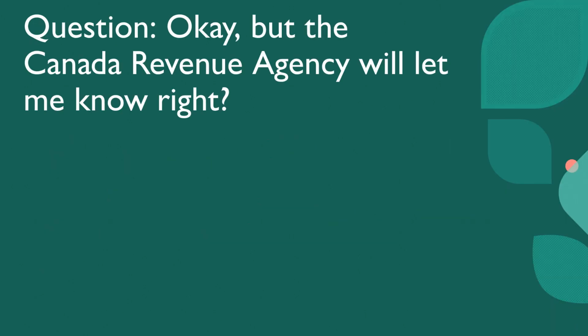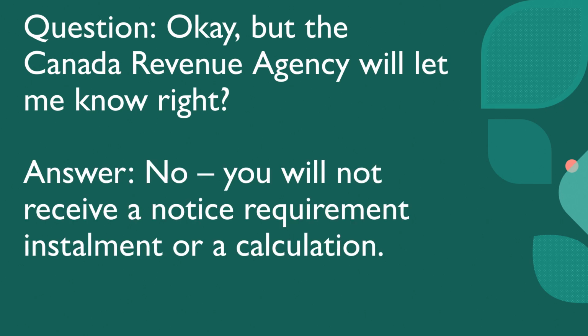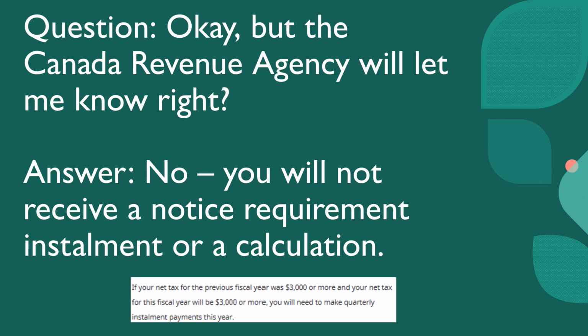Okay, but the Canada Revenue Agency will let me know, right? Unfortunately, no, you will not receive a notice requiring installments or a calculation. The most you will see is on your notice of assessment. They'll have this write-up on all of them. It just says if your net tax for the previous fiscal year was $3,000 or more and your net tax for this fiscal year will be $3,000 or more, you will need to make quarterly installment payments this year. So it will not warn you.